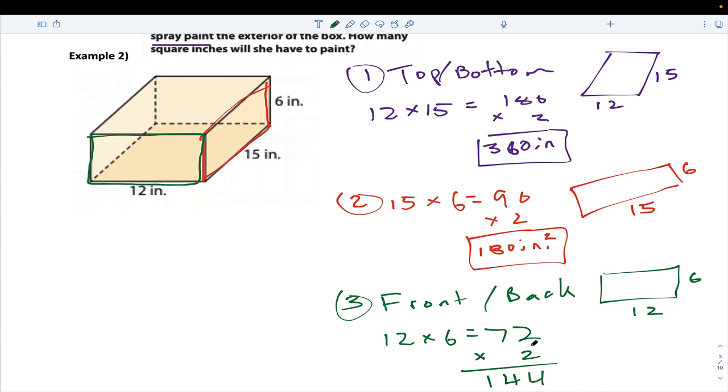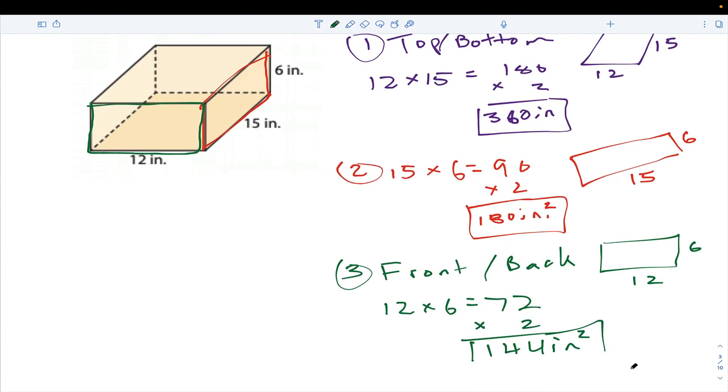What do you do with those 3 now? You have all 3 total side lengths. What do I do with those 3? 360, 180, 144. You got it. Group them together. That is your final surface area. Plug that in your calculator, 360, 180.